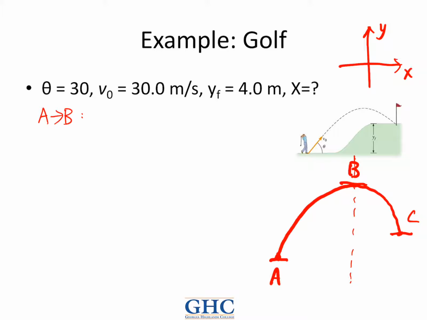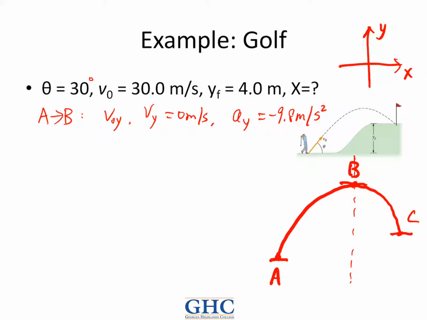what do we know in the vertical direction? We know its initial velocity in the y direction. We know its final velocity at point B. So what's the velocity in the vertical direction at point B? B is the highest point. So whenever it's the highest point, its velocity in the vertical direction has to be 0 meters per second. It has to be 0. So we always know the acceleration in the y direction, negative 9.8 meters per second squared.